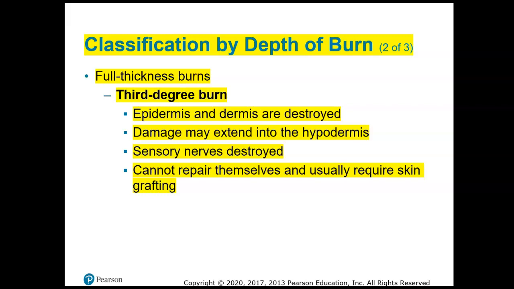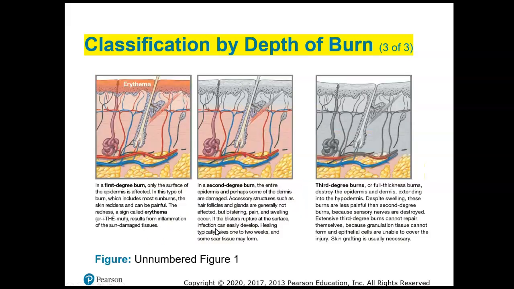But if it's a 3rd degree burn, this is called a full thickness burn, and this is when both the epidermis and dermis are destroyed. And these 3rd degree burns require skin grafting, because once that dermis is destroyed, there's no stem cells in that stratum basale to rebuild. The damage, even in a 3rd degree burn, can extend to the hypodermis. And this is a chart that shows you the different burns if you want to read through it, but it's first degree, second degree, third degree. Just make sure you know those.